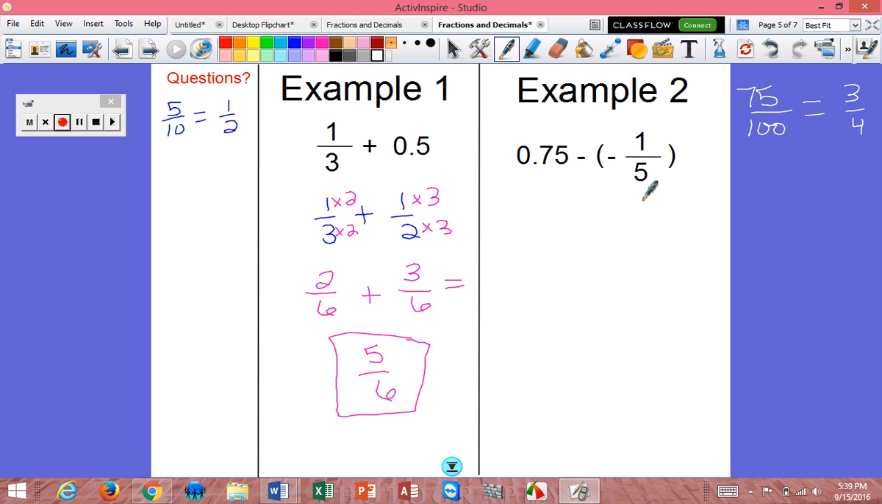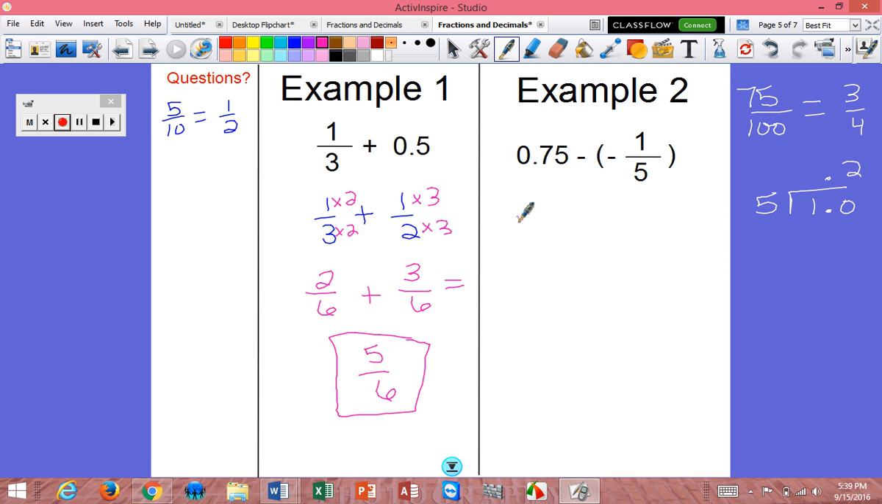Here we have 1/5, and if you remember from 2 slides ago, that is 0.2. But if you didn't remember that, if you were to divide this out, you would get 0.2. So it's up to you which one you would want to convert, because you do have a choice here. So I'm going to go with the decimals.